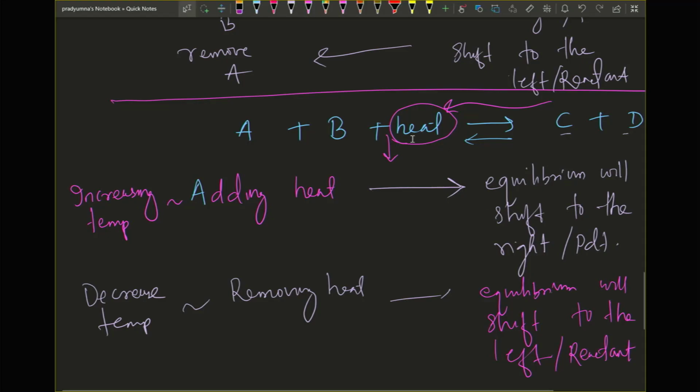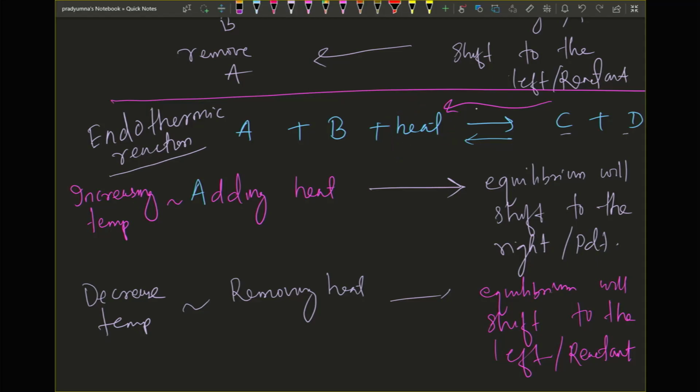Because in this reaction heat is being added, this is called an endothermic reaction, because in the forward reaction, it needs heat. So that's an endothermic reaction. The forward reaction is endothermic, but the backward reaction is called exothermic because it's releasing heat.